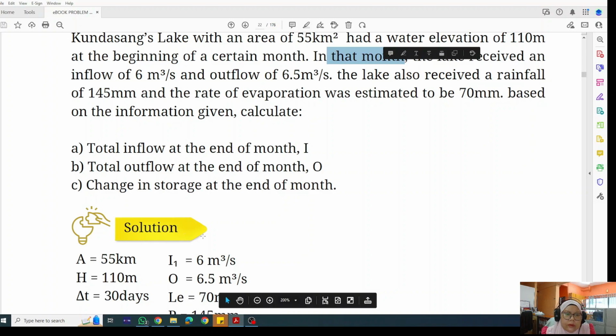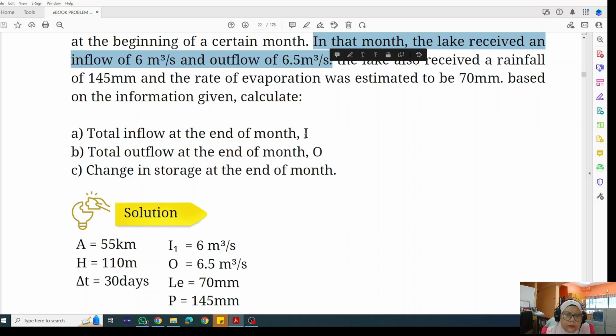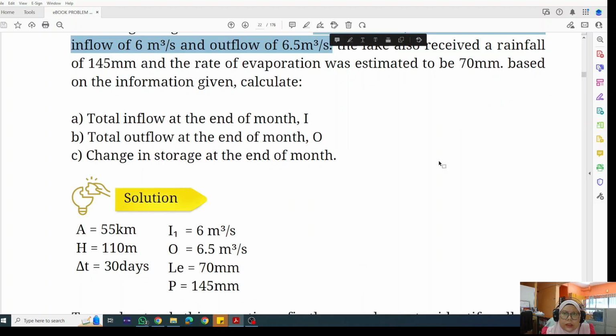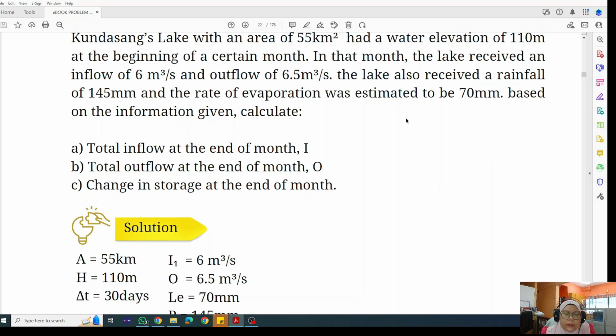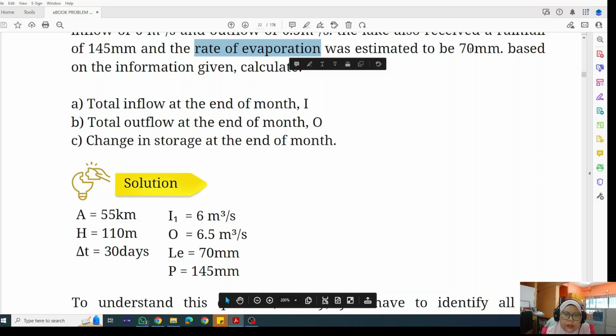And then for inflow, the first inflow I1 is 6 meter cube per second from the second sentence here. And the outflow also given as 6.5 meter cube per second. Okay. The next sentence gives you rainfall. Rainfall received equals 145 mm. So we can note it as P equals 145 mm. And then rate of evaporation is 70 mm, LE, 70 mm.